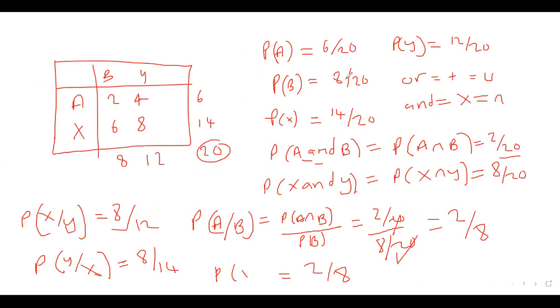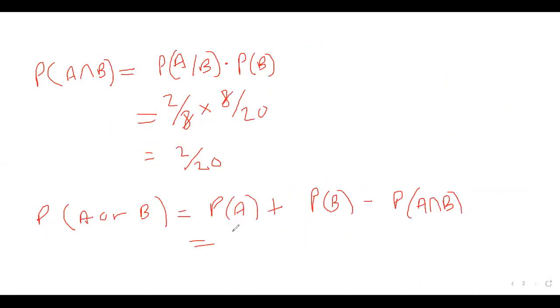6 over 20, B 8 over 20. Then the intersection, we found 2 over 20. What's the final answer? You maintain 20, so you get 12 over 20, which is 0.6.